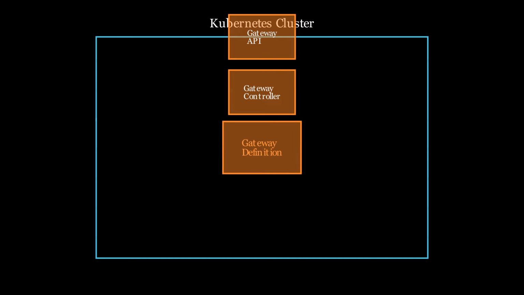At the center, we have the gateway definition. This specifies the desired state of the gateway, including what listeners are active and how traffic should be routed. This is declarative configuration that defines what you want, not how to achieve it.